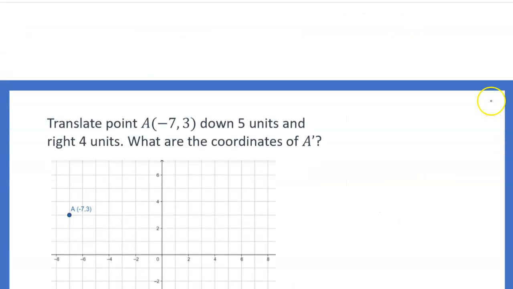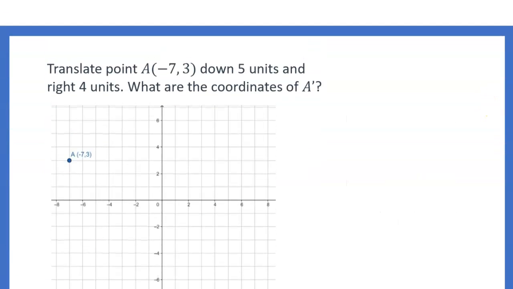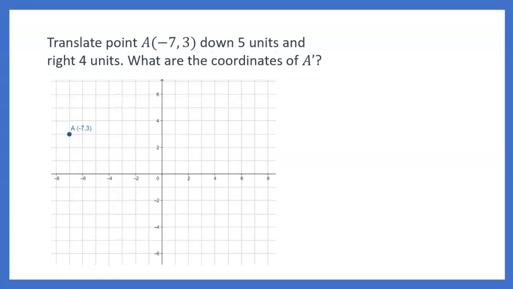So let's try a few of these. Translate point A, -7, 3, down 5 units and right 4 units. What are the coordinates of A prime? Go ahead and pause the video, give that one a try. Okay, so we're going to go down 5 and right 4. Down 1, 2, 3, 4, 5. Right 1, 2, 3, 4. That's our point right there. We go to -3, this one's -3, and then -2 down here. So our coordinate point is -3, -2. We would call that A prime.